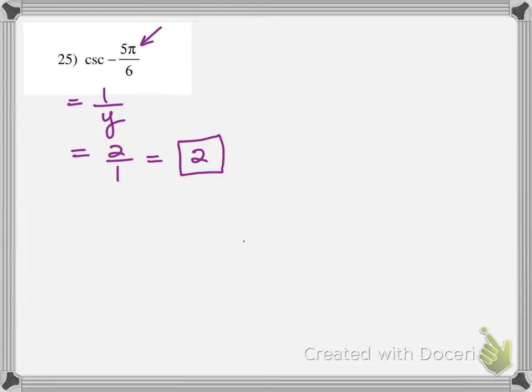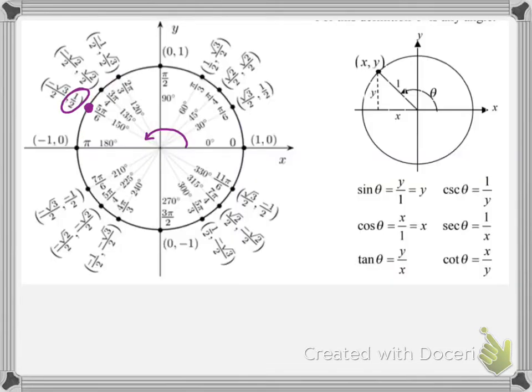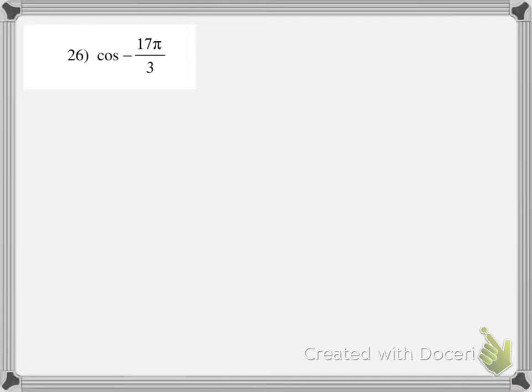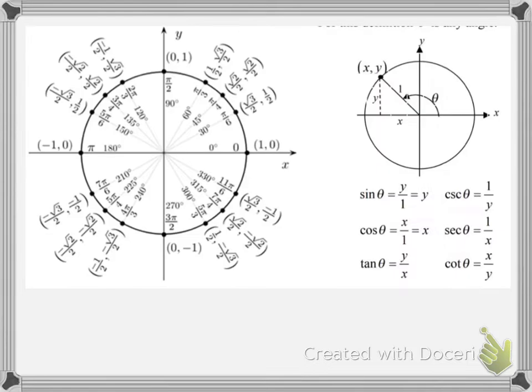Okay. I think I have one more problem for you guys. There we go. So let's look at this one. Cosine of negative 17 pi over 3. So cosine requires us to find an x value, and that's it. Now, here's that infamous negative that I forgot last time. We're going to ignore it for now, but remember to come back to it. So we need 17 pi over 3. So we come over here and we look for 17 pi over 3.